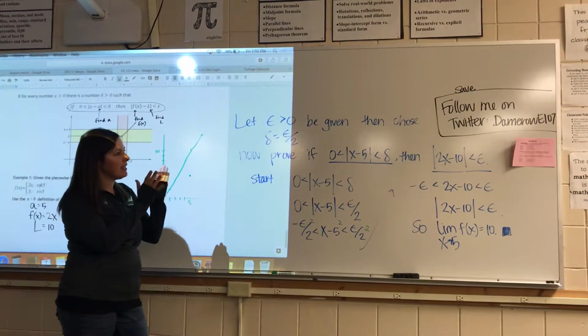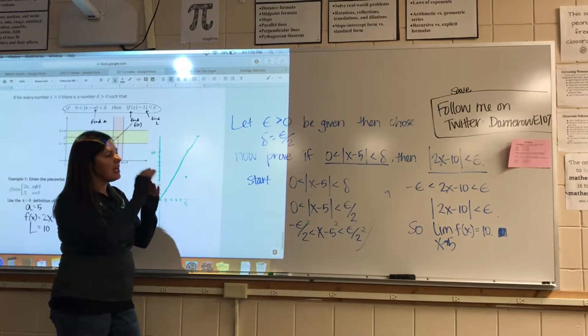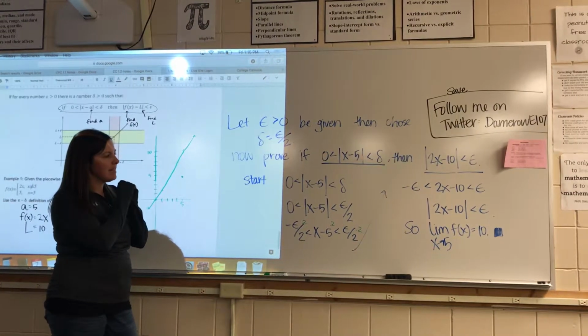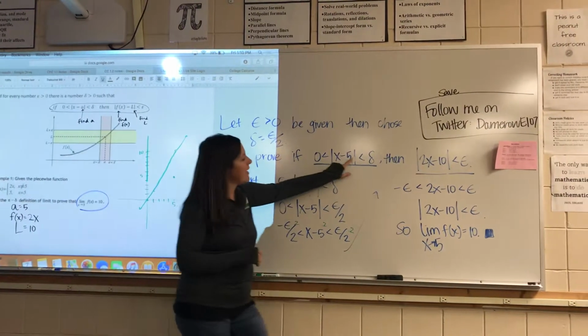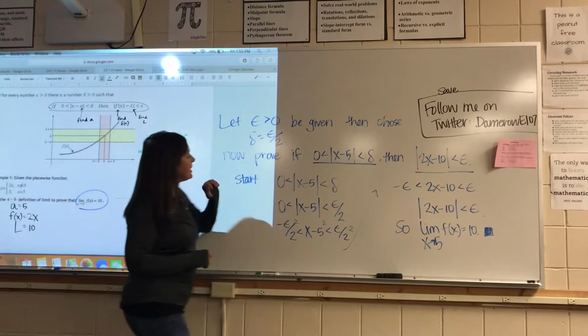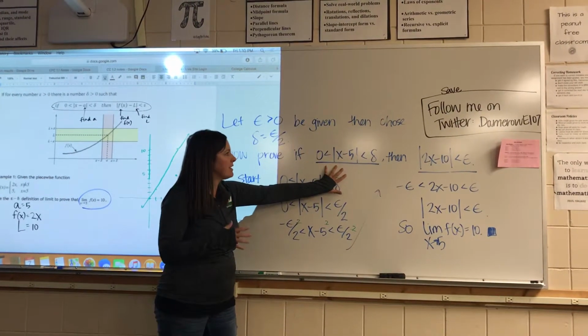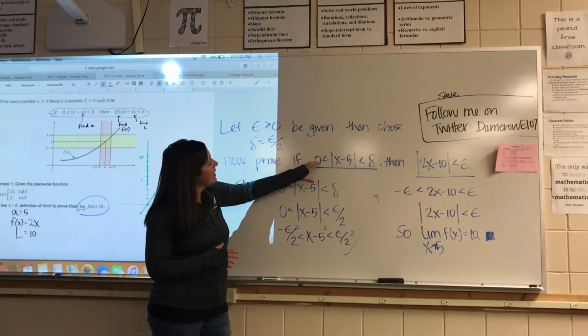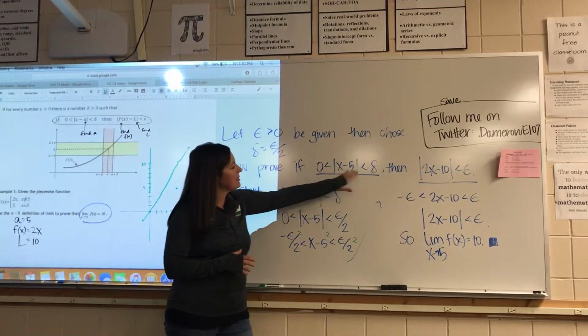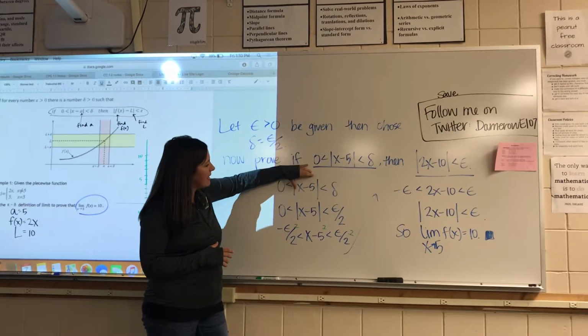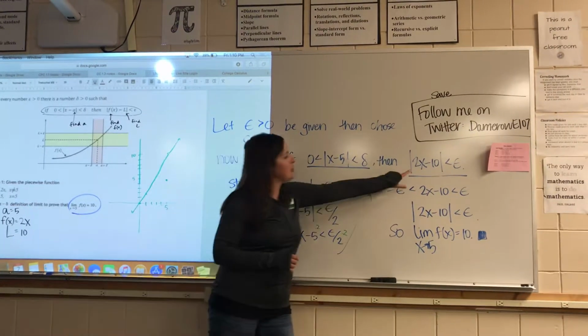As you pick your deltas that get closer and closer, your epsilons get closer and closer to 10. So as we approach 5, we'll get closer to 10. So what we did is we started with this side of the sentence of the definition. We have if x minus 5 is between 0 and delta, we have that, then we need to show that this is true.